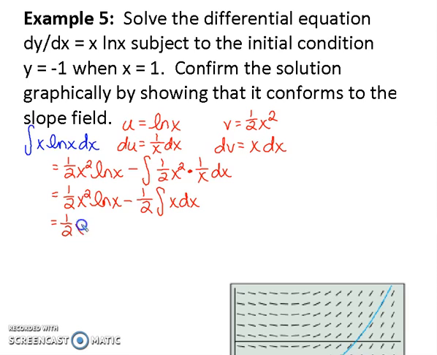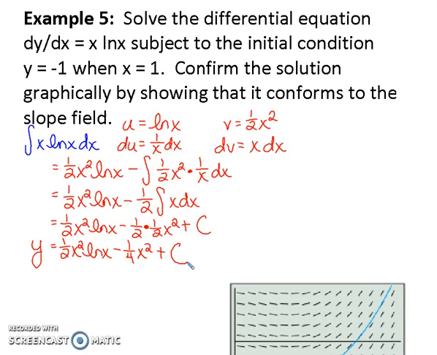So that's 1/2 x squared ln of x minus 1/2 times 1/2 x squared plus c. So we get y equals 1/2 x squared ln of x minus 1/4 x squared plus c. So that would be our general solution. But then to get the particular solution, I want to substitute in the xy pair that I have. So that means that y is equal to -1 when x is +1.